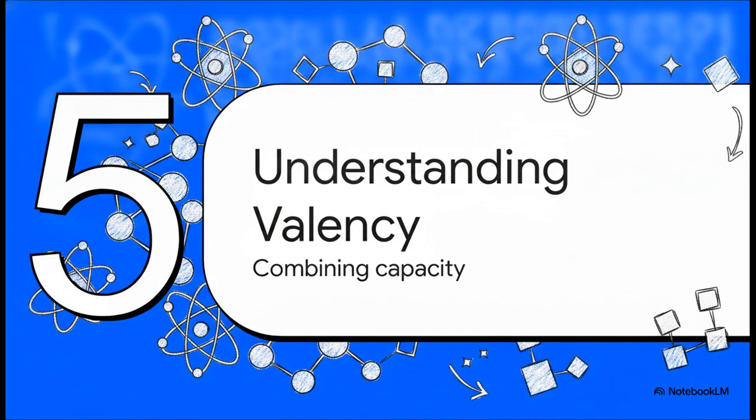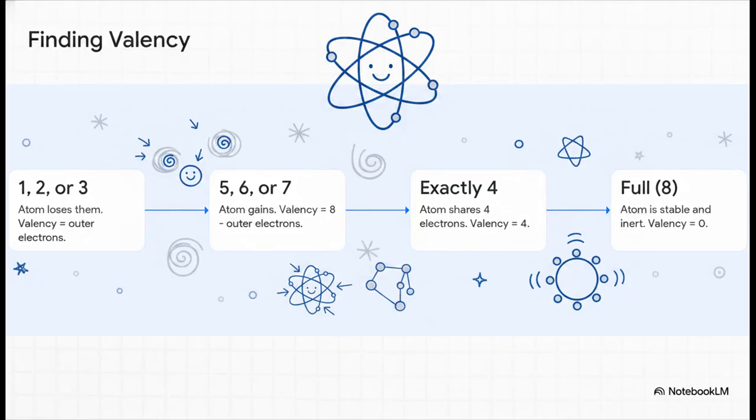And because atoms crave that stability so much, we have to talk about valency, their combining capacity. Atoms will basically do whatever it takes to get that magic number of 8 in their outer shell. Valency is literally just the number of electrons an atom needs to lose, gain, or share to get there. It's just a simple if-then game.